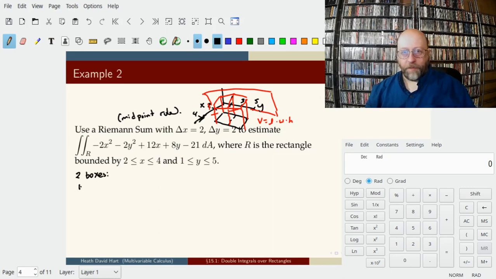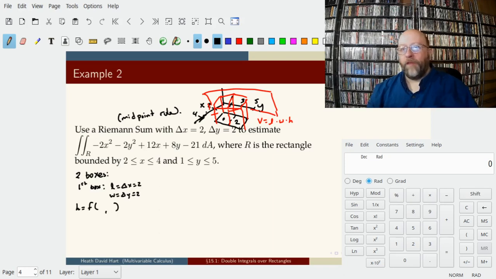So for the first box, which I'll number these boxes 1 and 2, the length is delta x, which is 2. The width is delta y, which is also 2 in this case. And the height is f of the midpoint.